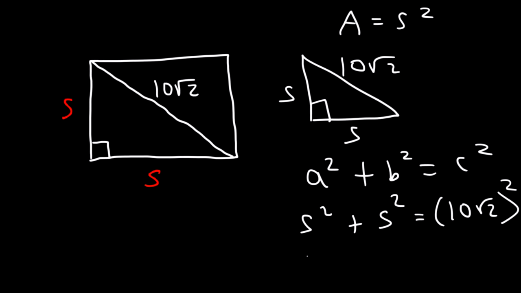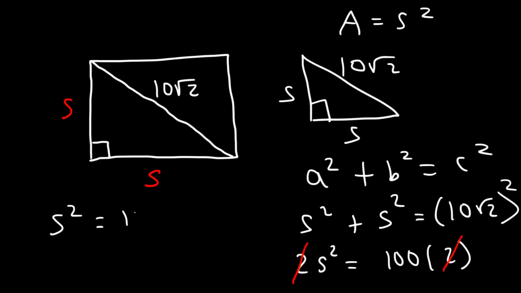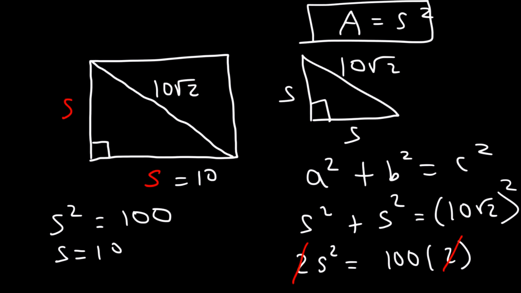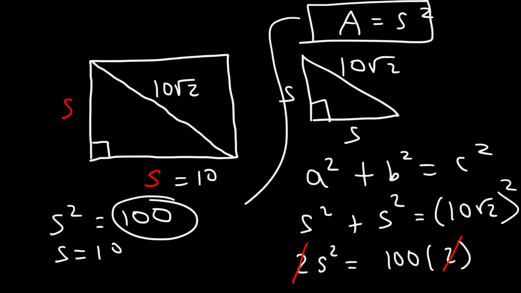s squared plus s squared is 2s squared. 10 squared is 100, and the square root of 2 squared is the square root of 2 times the square root of 2, that's the square root of 4, which is 2. So we can divide both sides by 2. Therefore s squared is 100, and the square root of 100 is 10. Now the area is s squared, and s squared is 100, so that's the answer, 100.